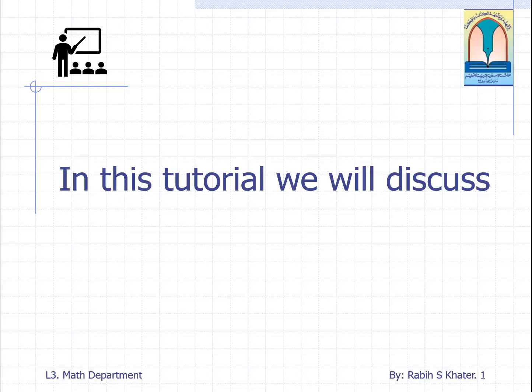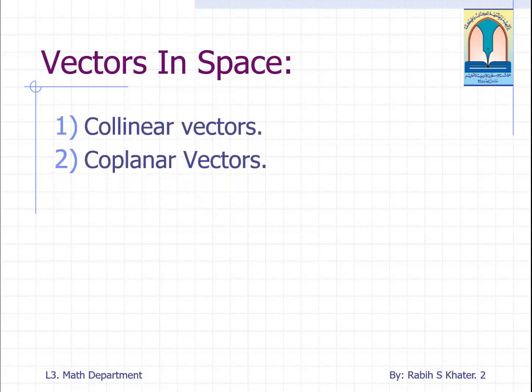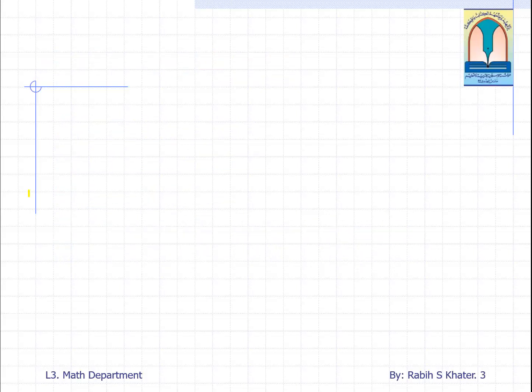In this tutorial we will discuss vectors in space. In vectors in space we will tackle the following objectives. First, collinear vectors. Second, coplanar vectors. Third, base in space. And finally, components of a point in space.